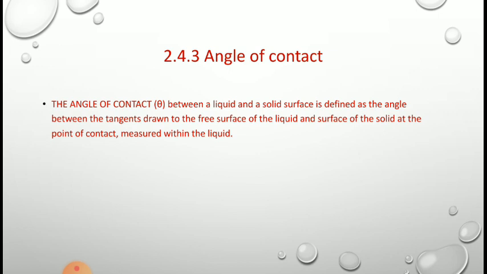The angle of contact between a liquid and a solid surface is defined as the angle between the tangents drawn to the free surface of the liquid and the surface of the solid at the point of contact, measured within the liquid. So this is the definition of angle of contact.